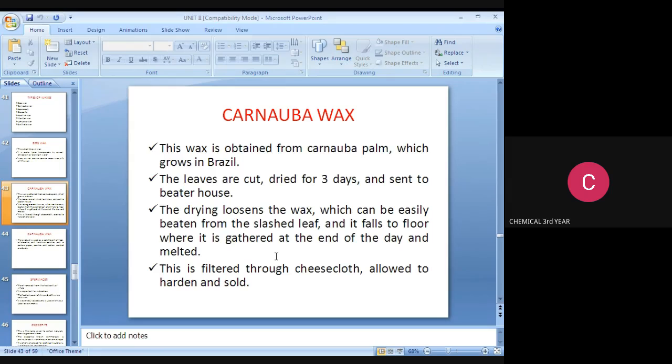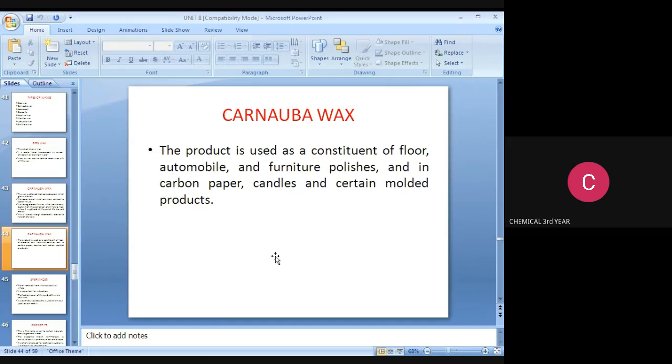This is filtered through cheesecloth, allowed to harden, and sold. The product is used as a component of floor, automobile, furniture polishes, and in carbon paper, candles, and certain molded products. These are the uses of carnauba waxes.